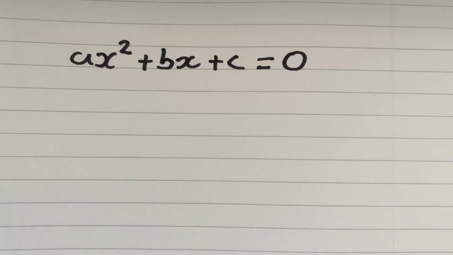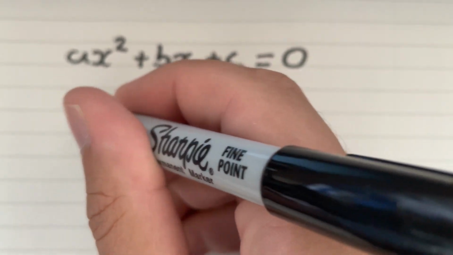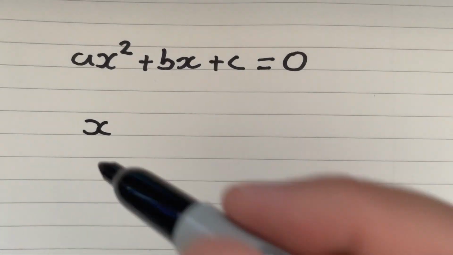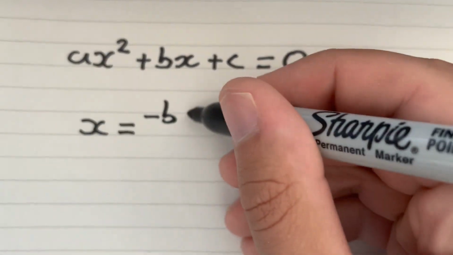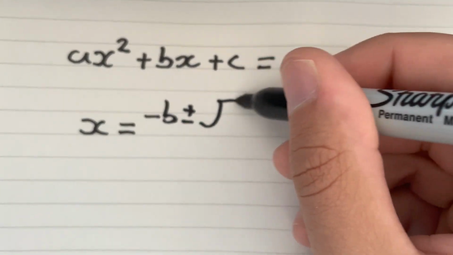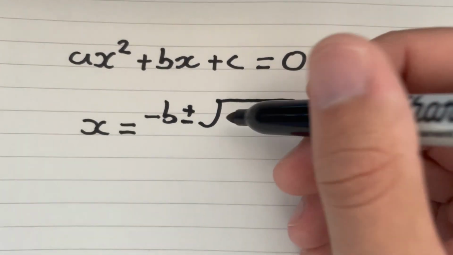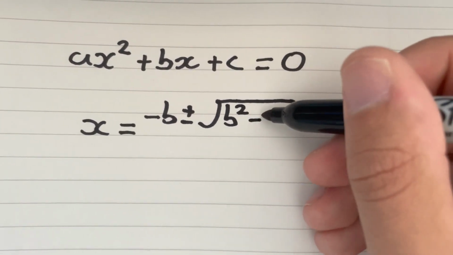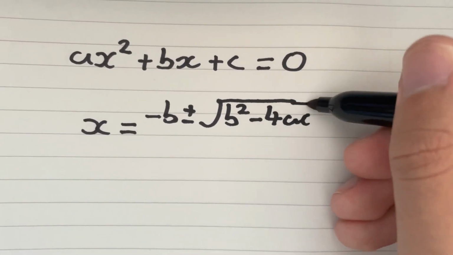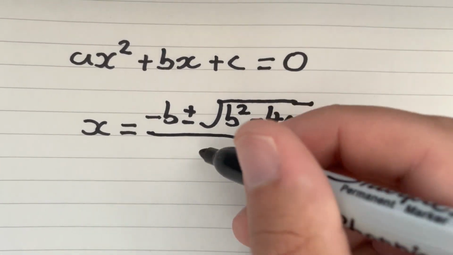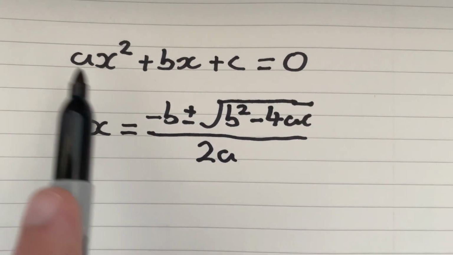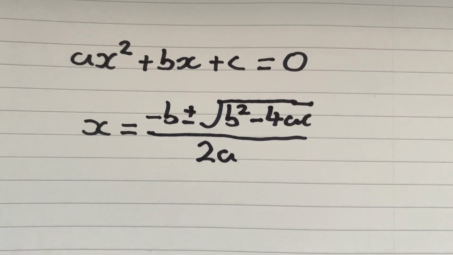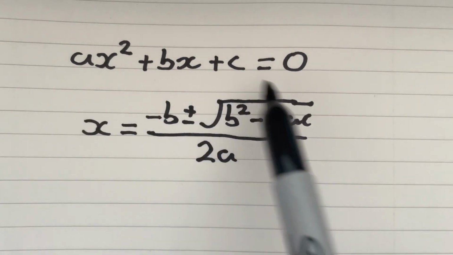Now we're going to need our quadratic formula to solve it. So our quadratic formula is going to be that x, the number that we're trying to solve for, is equal to minus b plus or minus the square root of b squared minus 4ac, and that's all going to be over 2a. So we're going to take these three numbers that are in our quadratic equation, and then we're going to put them into this formula here.